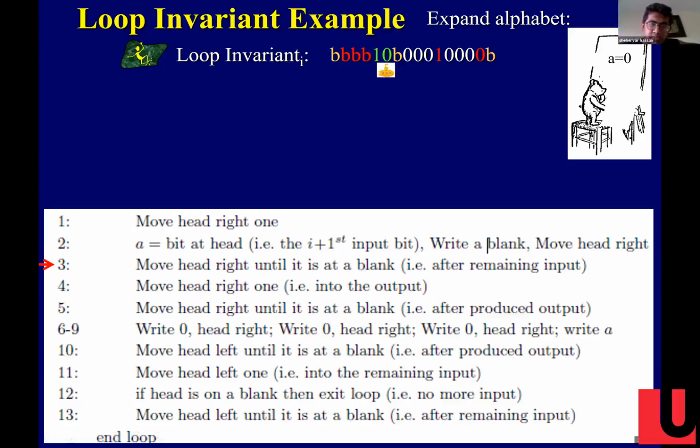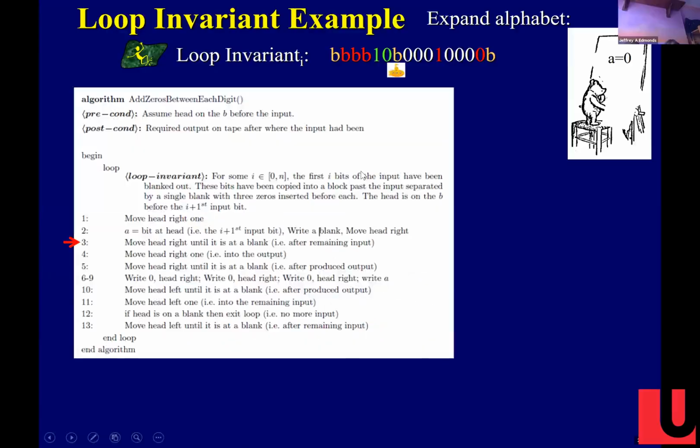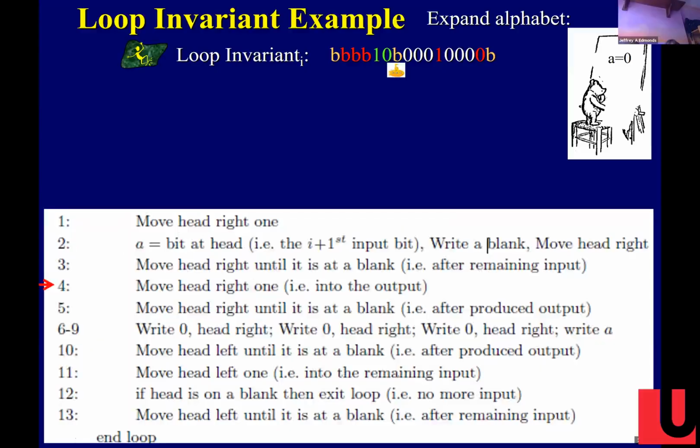So now you just keep moving until you find another blank? Yeah. So now what's line 3? Line 3 says move the head right until it is at a blank. And then I give you a little extra, i.e. after the remaining input. So this is the remaining input, and I'm going to move right until I get to this blank. So move right until you get to a blank. All right, so let's do that. Boop. Oh, what happened there? That was sort of funny. I don't know why that jumped up there for a second.